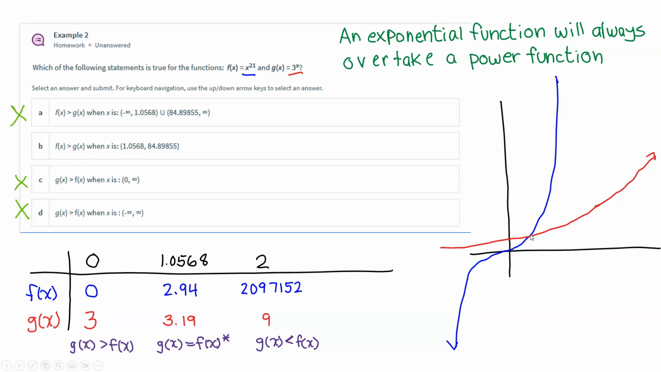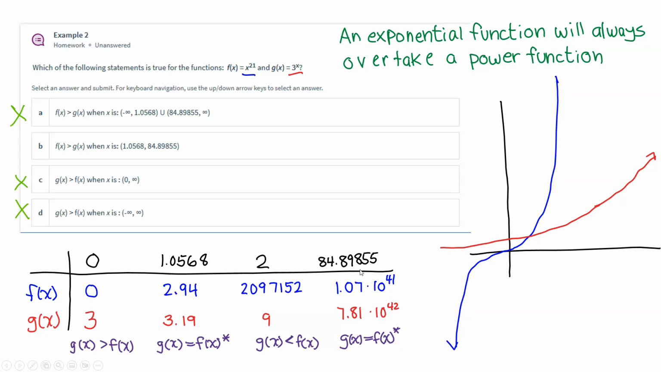This is only going to happen from here at about 1.0568 until you hit about 84.89855. If you look at the asterisk here, this is about where they should be equal to each other, but you're seeing there's still a difference. Because you're dealing with scientific notation numbers at this point, and such large powers of x involved in both cases, it's going to be somewhat problematic for any small difference in the x value not to make a massive difference in here.